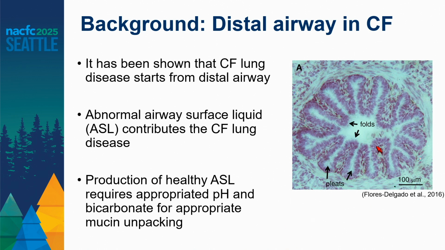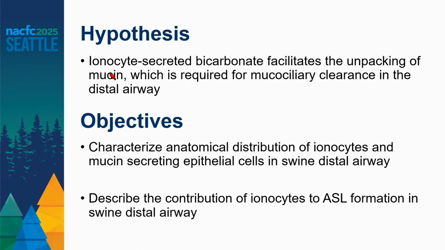To protect the airway, it requires a healthy ASL. The mucin secreted there requires unpacking, and to unpack those mucins, you need appropriate pH and bicarbonate concentration in the ASL. So we hypothesize that ionocytes secreting bicarbonate facilitate the unpacking of mucin in the distal airway. This unpacking process is required for the mucociliary clearance process in the distal airway, which protects the airway.